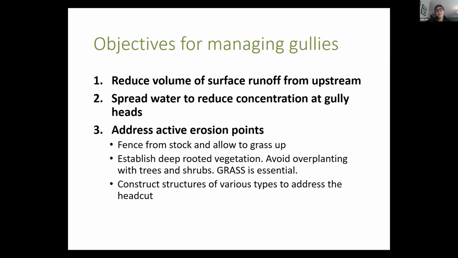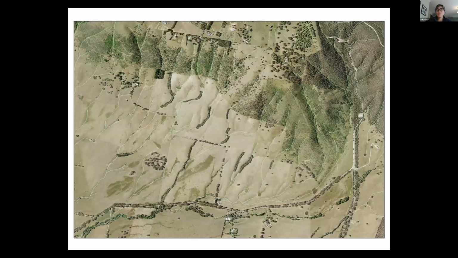And then the third point, and this is where the expense starts to kick in, is to construct structures of various types to actually address the head cut. And I'm just going to take you through some of the various options for doing that.